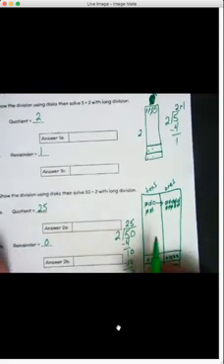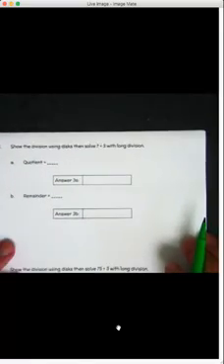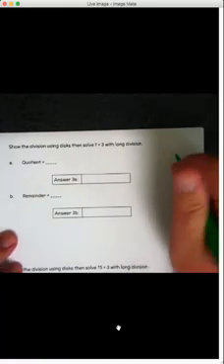All right, let's look at the next one. Okay, we're doing 7 divided by 3. So we just need our ones column this time.